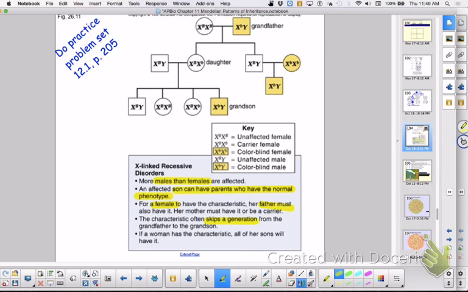It can skip a generation because we're only going to be looking at recessive sex-linked diseases. And if a woman has the characteristic, all of her sons will have it. If a woman has an X-linked disease, for sure all of her sons would have it.